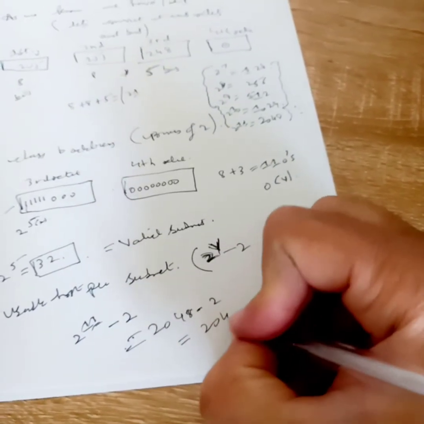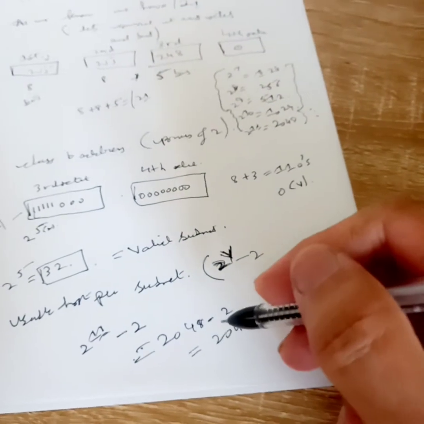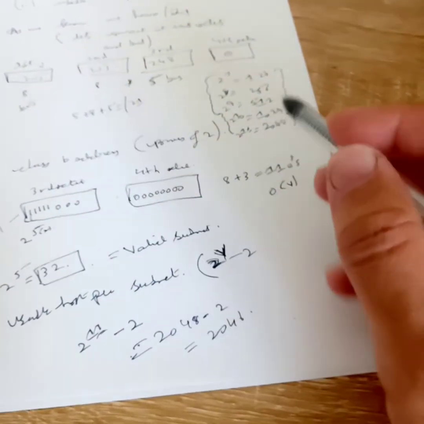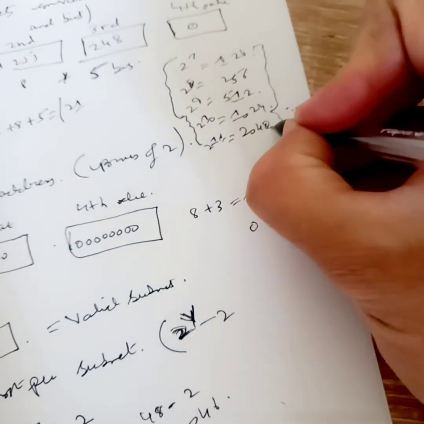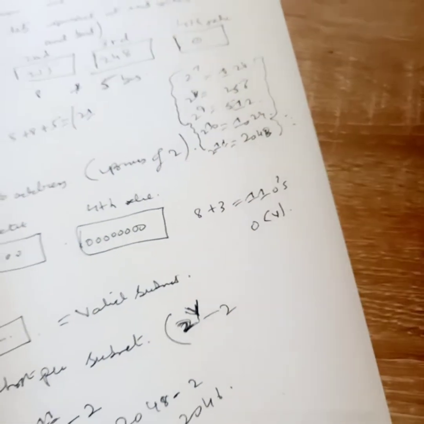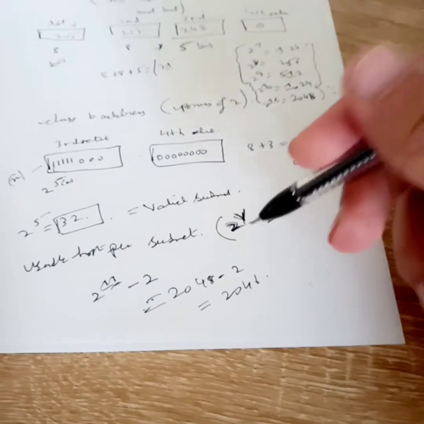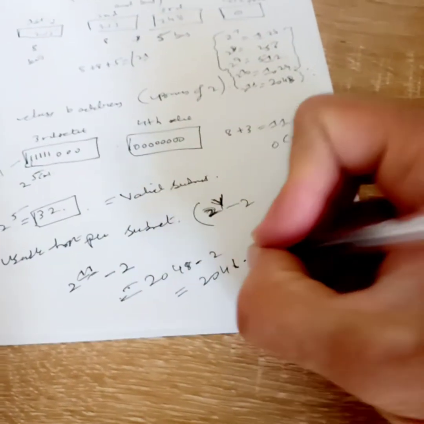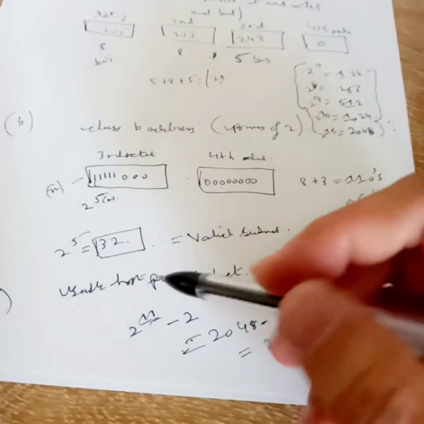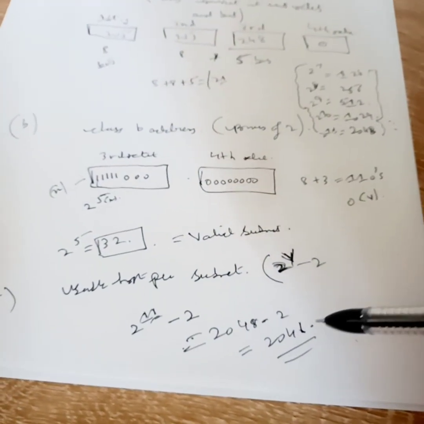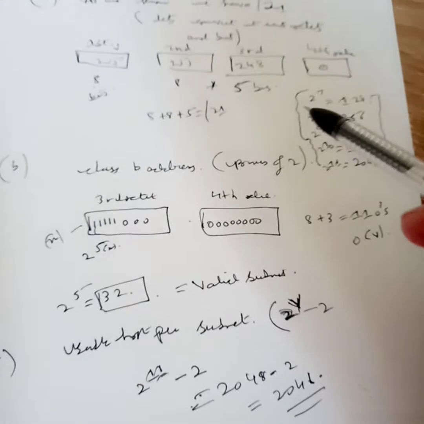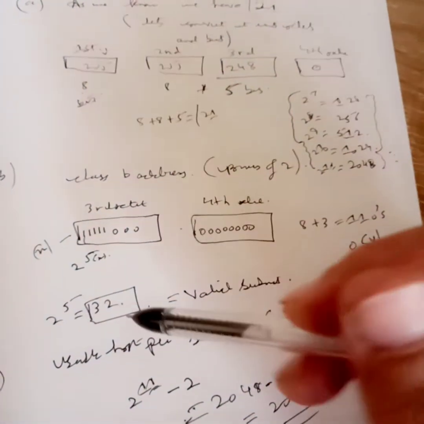Right, 2046. So we have to subtract 2. As you know, 2 to the power 11 here is 2048. Now 2046 is our usable hosts per subnet. How many have you got? 2046, and valid subnets is 32.